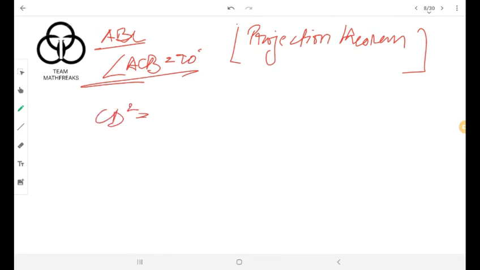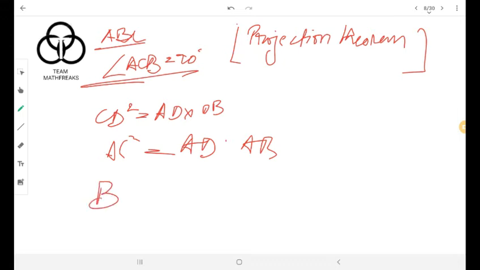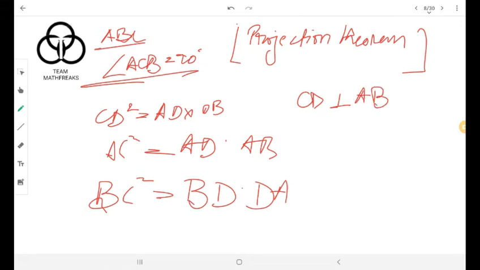We have the following. CD square equals AD into DB, AC square equals AD into AB, BC square equals BD into DA, where CD is perpendicular to AB. CD is perpendicular to AB.